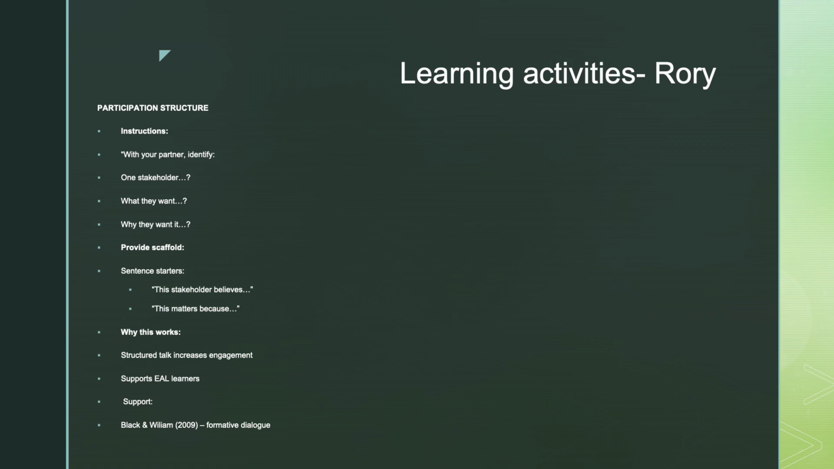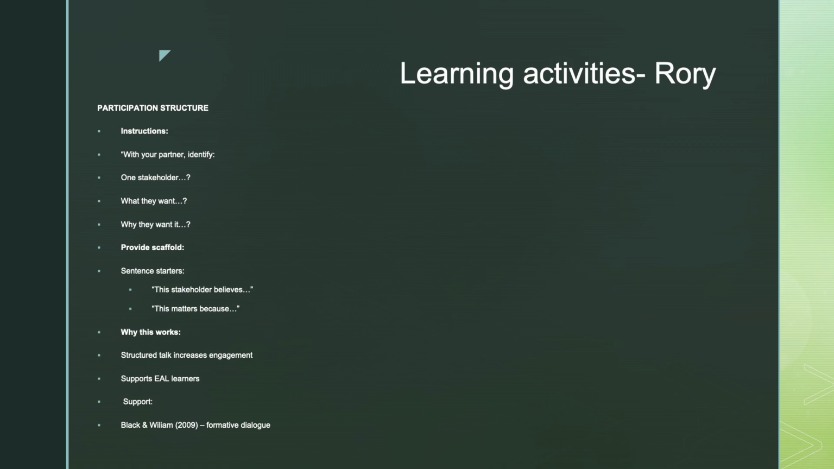Okay? Don't forget we've got the sentence starters on the sheet. So: this stakeholder believes, they want, or this matters because. Now, I really want you to make your explanation specific. Name what their goal is. It could be to protect biodiversity or to preserve cultural sites or something along those lines. And give a really clear reason why they hold that view.